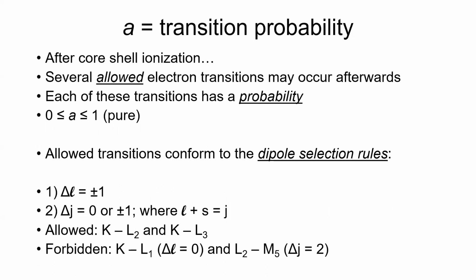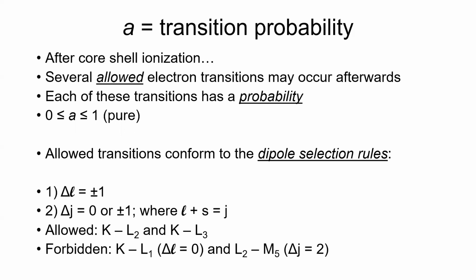So after I ionize the core shell, I then have several different transitions that may happen to fill that empty state, okay? And each of these transitions has a probability, okay? So my transition probability goes from 0 to 1, right? Because your probability can't go outside of those bounds, okay? But which transitions actually happen have to conform to what's called the dipole selection rules, okay?